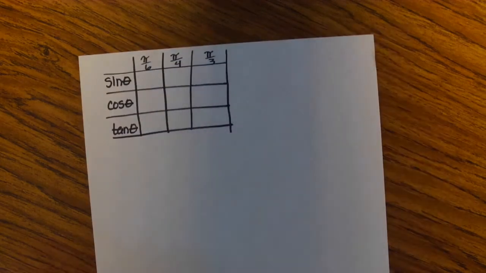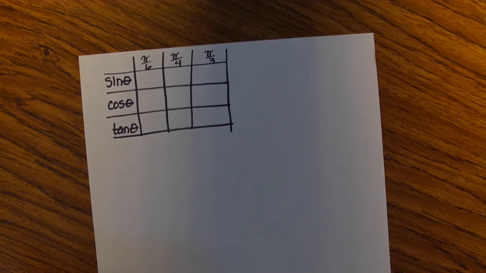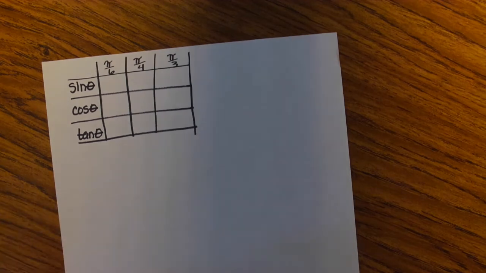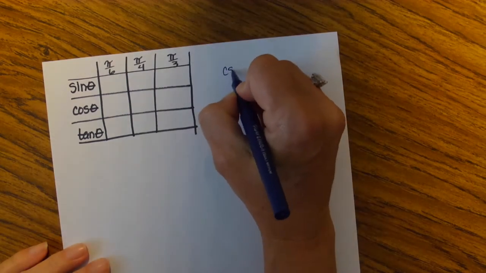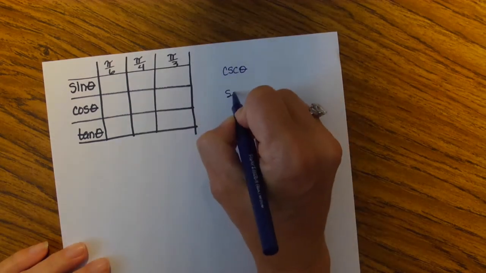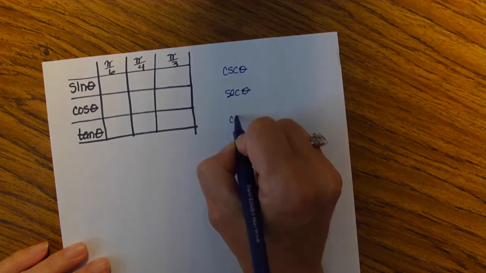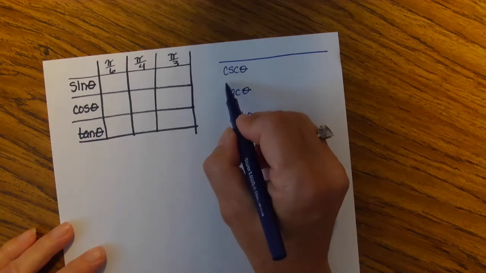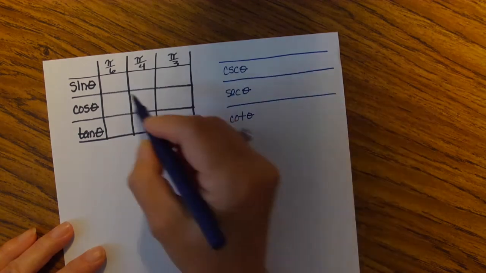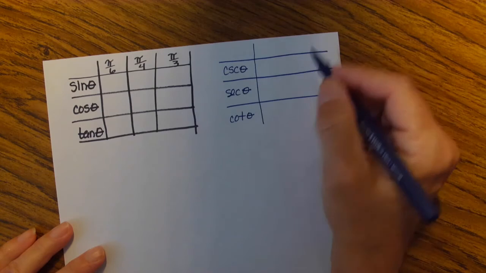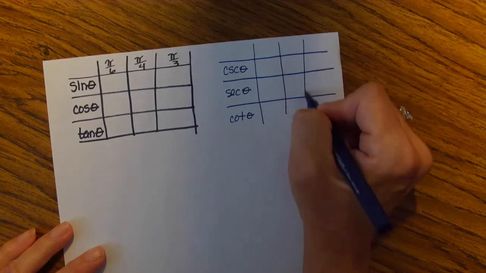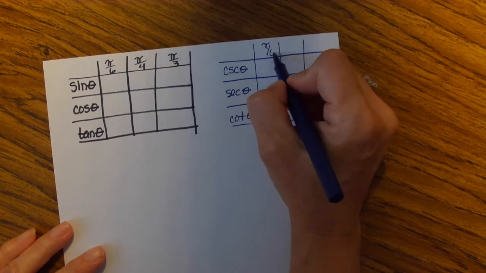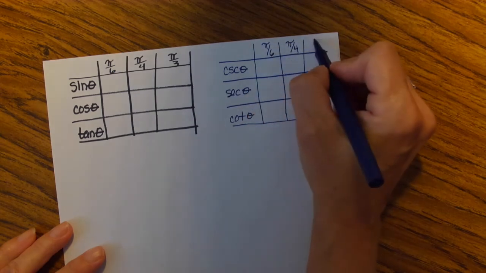Now, if I want to, I can make another grid with the other guys, or I could just remember. If you want them written down, you can write them down. You can do cosecant, secant, cotangent. Or you can just look over here and flip them. But as a security, when you start to do your homework, maybe we should write them down today. And you still have pi over 6, pi over 4, pi over 3.